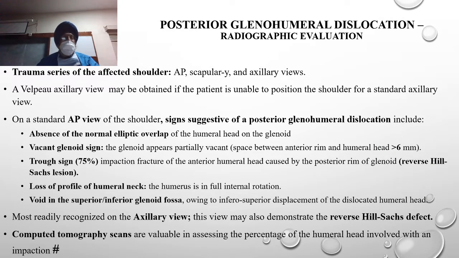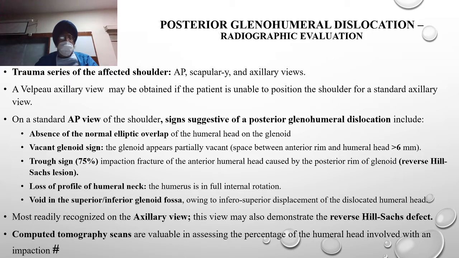Radiographic evaluation: the trauma series of the injured shoulder, the AP, scapular Y, and axillary view, are taken. A Velpeau axillary view may be obtained if the patient is unable to position the shoulder for a standard axillary view. On standard AP of the shoulder, the signs suggestive of posterior glenohumeral dislocation include absence of the normal elliptical overlap of the humeral head on the glenoid, the vacant glenoid sign. The glenoid appears partially vacant. Space between the anterior rim and humeral head is more than 6 mm.